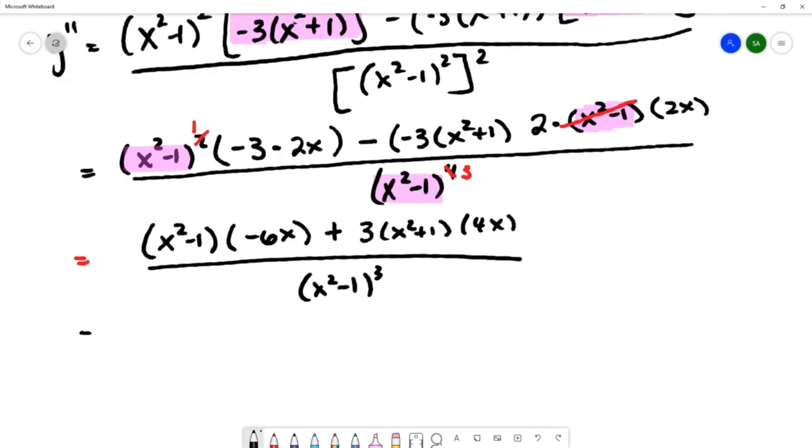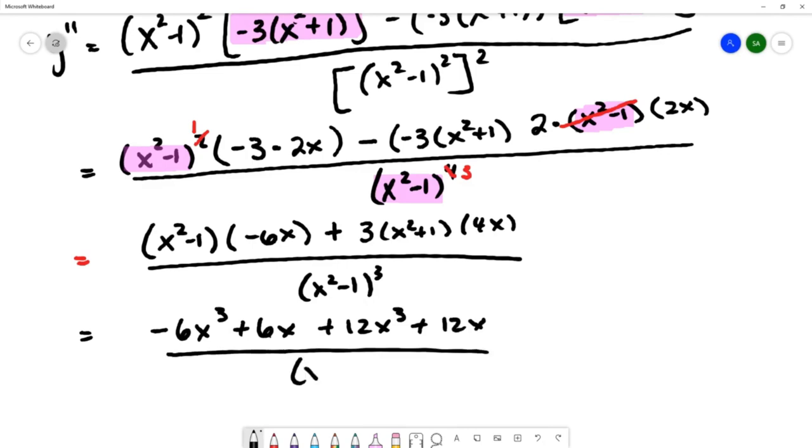So what I'll do at this point is use the distributive property and then combine like terms. That would give negative 6x cubed plus 6x. And then I would have 12x cubed plus 12x. And that is over x squared minus 1 cubed.